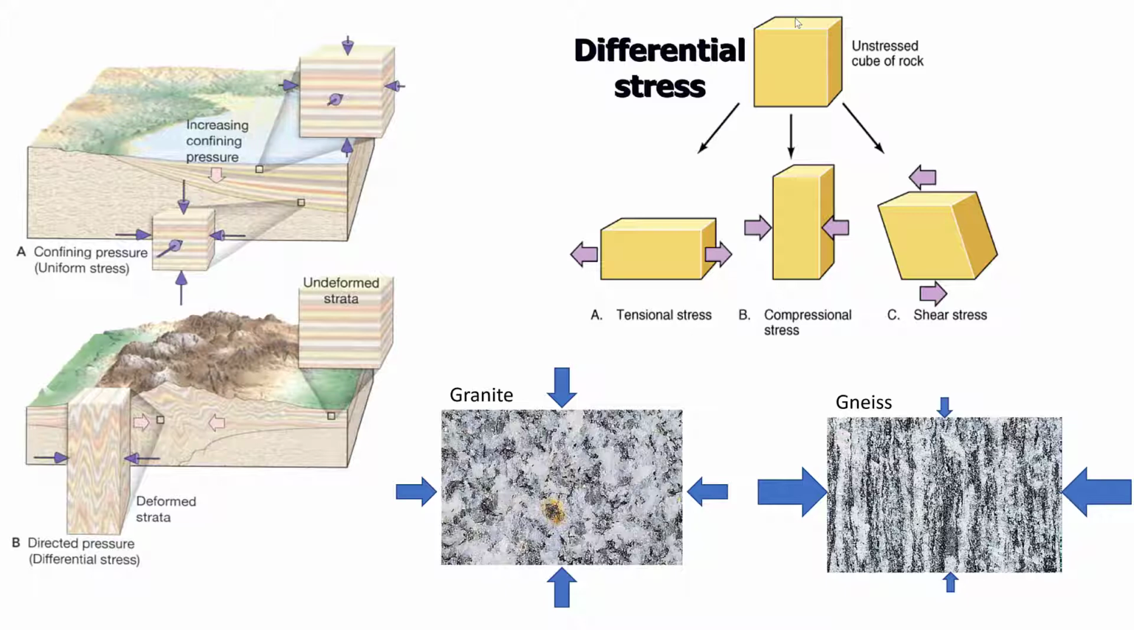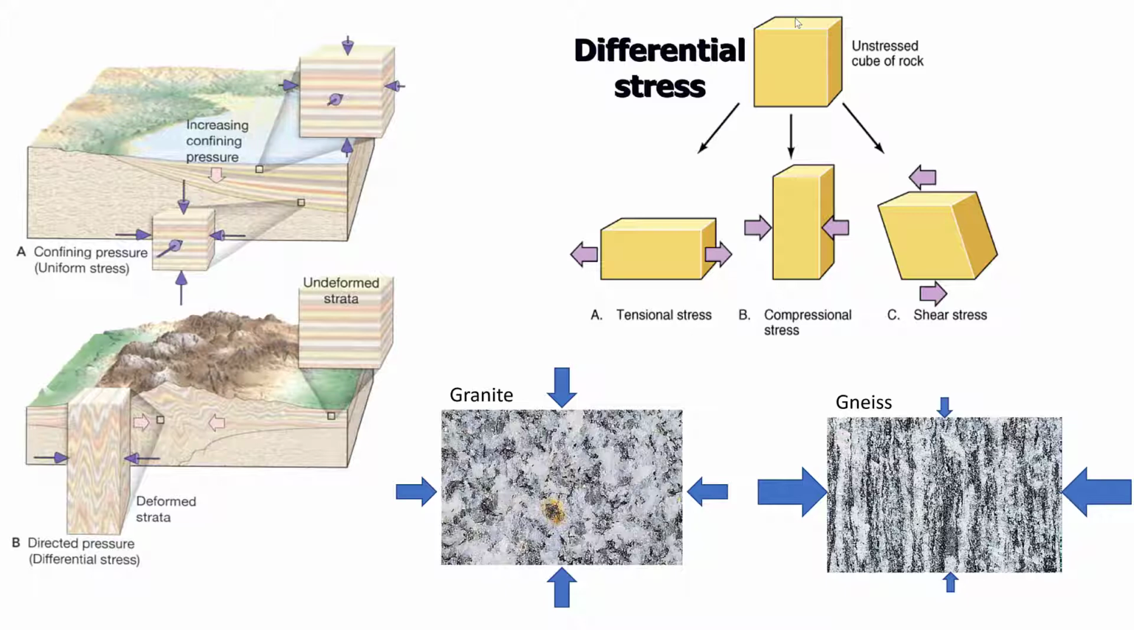As you then move to the lower part of the image, we take this undeformed strata or sedimentary rocks and we compress it horizontally during a mountain building event at a convergence boundary or subduction zone. And all of a sudden now we have a directed pressure or a differential stress such that the horizontal pressure is much higher than the vertical pressure or the out of the page pressure, so the rocks will yield to that pressure and fold.